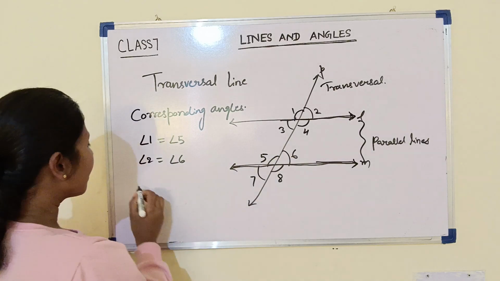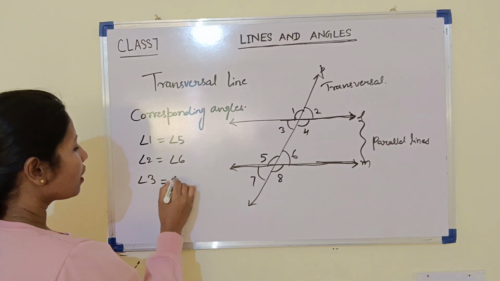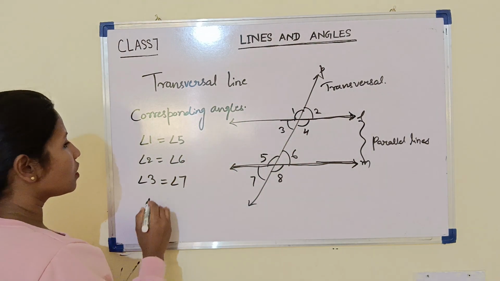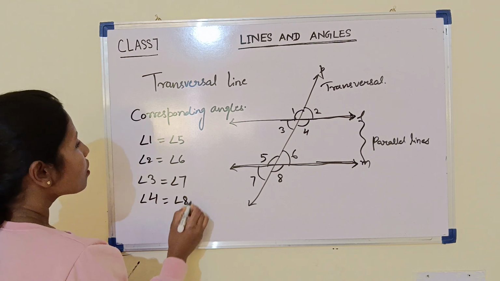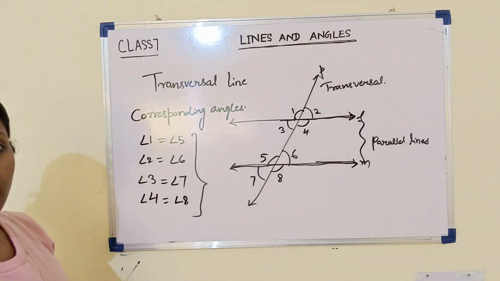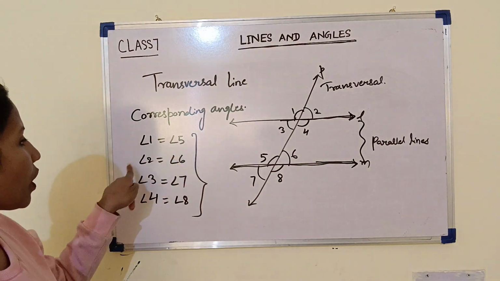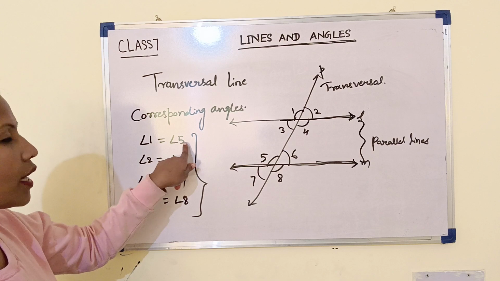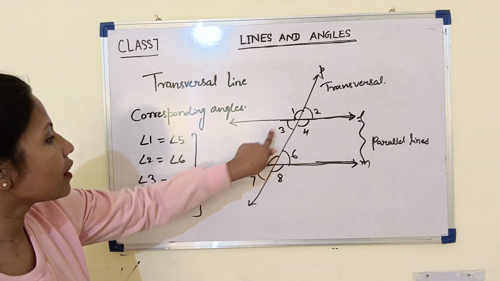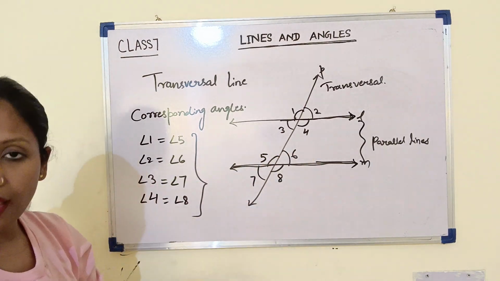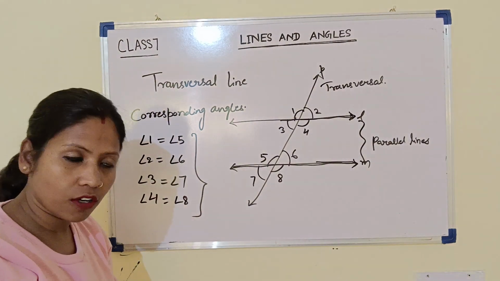Then angle 3 and angle 7. Why? Because this is below the line and this side of the transversal line. Then angle 4 and angle 8. Okay, so these are pairs of corresponding angles and all are equal with their corresponding. Okay, so angle 1 and angle 5 are corresponding angles and they are equal. Angle 2 and angle 6, angle 3 and angle 7, angle 4 and angle 8. So this was corresponding angles and we learned the properties of corresponding angles.